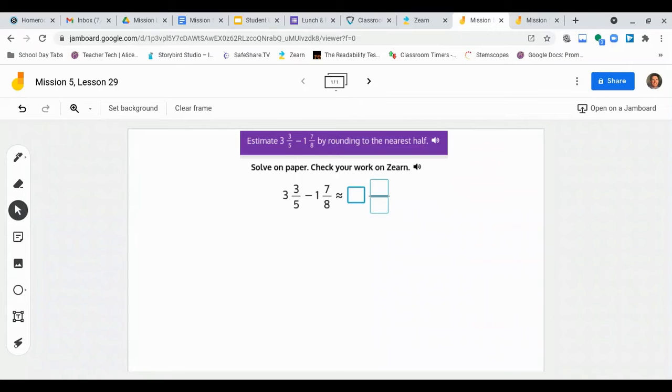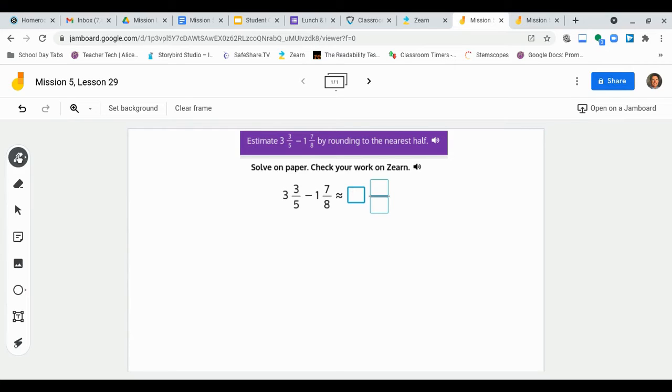This problem asks us to estimate 3 3/5 minus 1 7/8 by rounding to the nearest half and then solving it. So when we're rounding fractions or mixed numbers, what we need to think of is our benchmarks of 0, 1/2, or another whole, because that's going to help us round a fraction or a mixed number to either a whole number or a whole number with a half. So let's take a look.